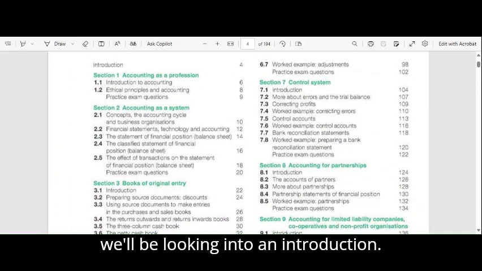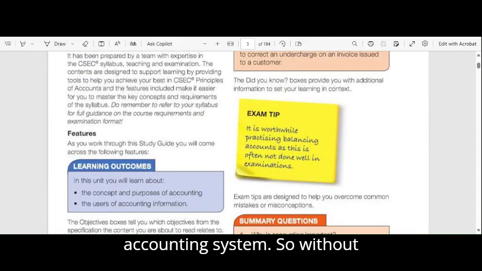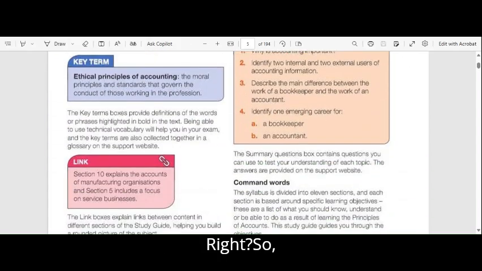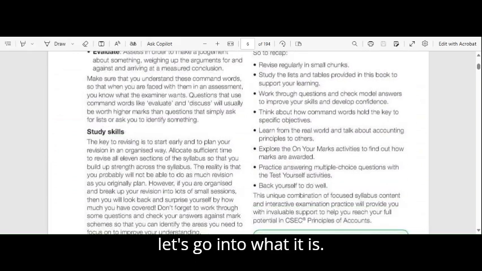We'll be looking into an introduction to accounting as a profession. That will be our main topic for today, and we'll also be looking at the accounting system. So without further ado, let's go into it. Right? So let's go into what it is.